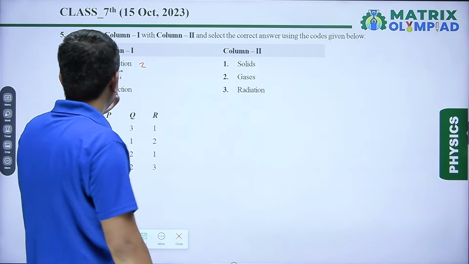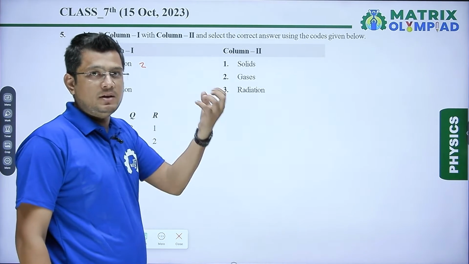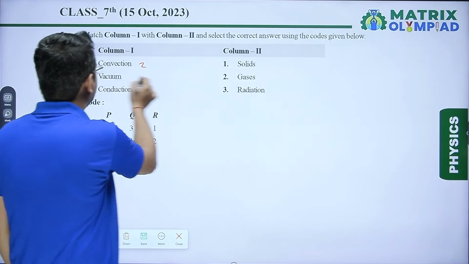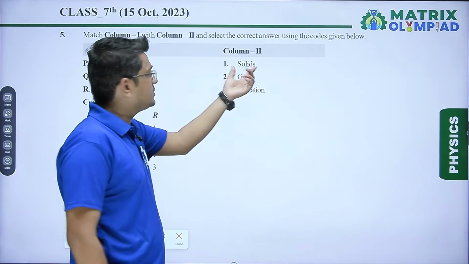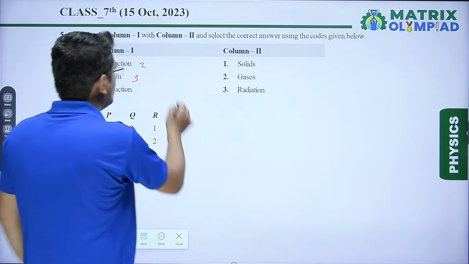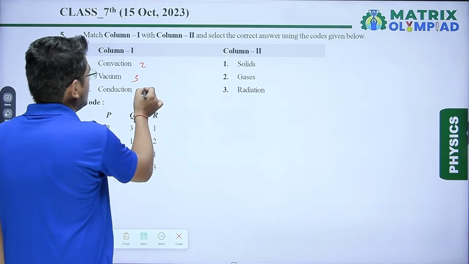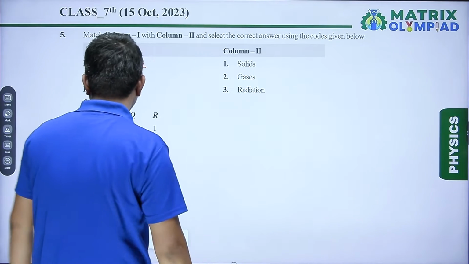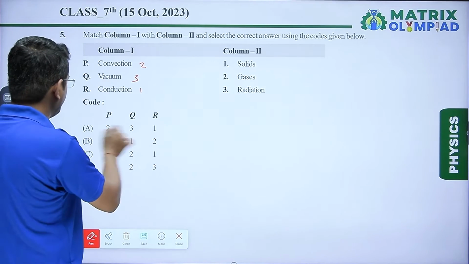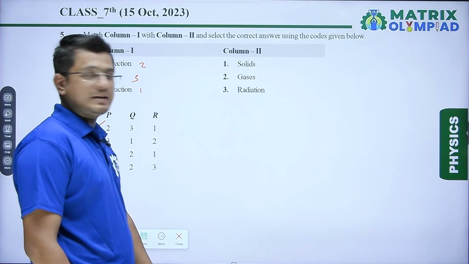So we know that the light coming from the sun is in the form of radiation and it travels in vacuum. So for vacuum we will write 3, and conduction is only possible in solids. So we will write 1 for conduction. So the correct code will be 2, 3, 1. So let us check 2, 3, 1. That means option A is our correct answer.